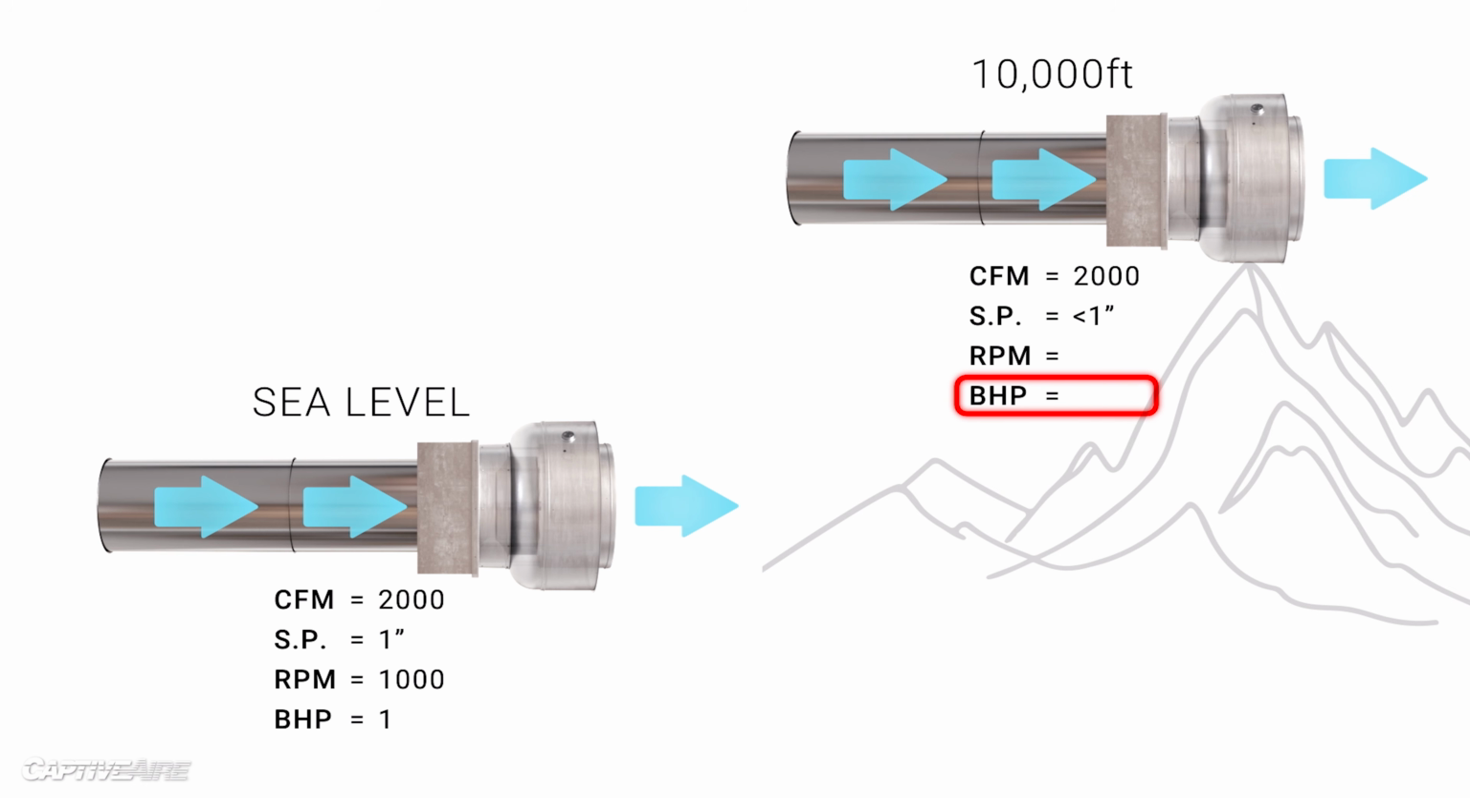So what will these numbers be? Without being too specific, the fan will actually spin slower and consume less power up here than it did at sea level, while moving the same volume of air, but moving less mass and thus developing less static pressure.